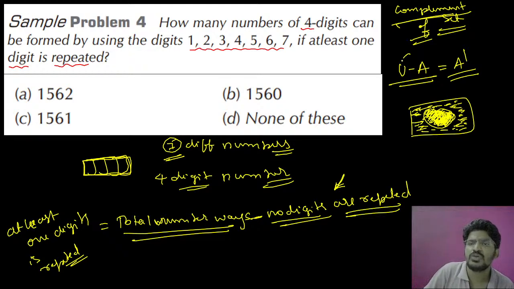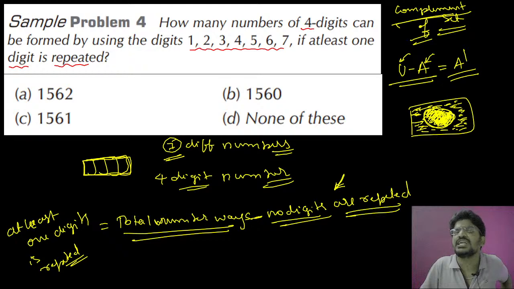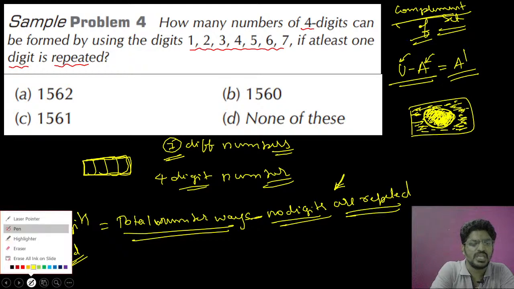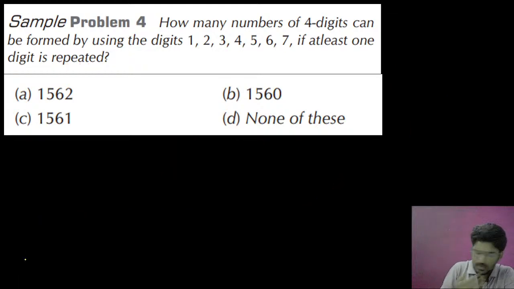That means from your total number of possible cases, you have to subtract the total number of not repeated cases, and you are going to have the total number of repeated cases. Clear? So at least one digit is repeated means total number of ways minus no digit is repeated. I have given the formula, everything I have written on the screen. Quickly calculate and tell me the answer. We can wind up this class if you give the answer.